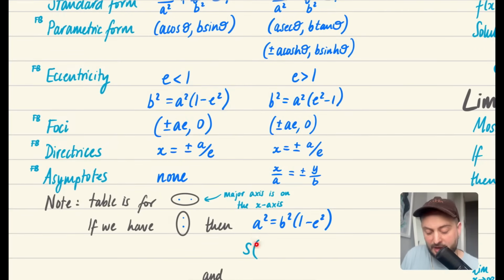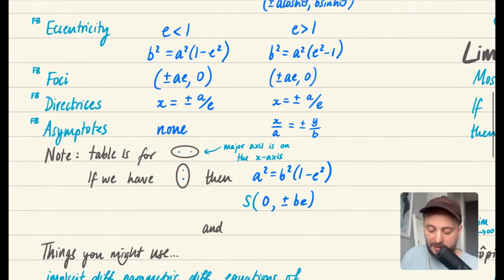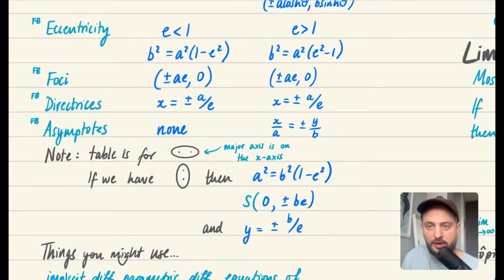So I'm using the letter S here for the focus. You've probably seen that before. It would be on the y-axis, so it's going to start with a 0, and it would be plus or minus BE. Because remember, B is things on the y-axis, A is things that are on the x-axis, so that's why that's changed. And similarly, the directrices would also be different. The directrices normally are x equals lines. They're now going to be y equals lines. They're going to go from being vertical lines to horizontal lines. So please note that if you have something that is this kind of form, the directrices will be y equals plus or minus b over e like this.